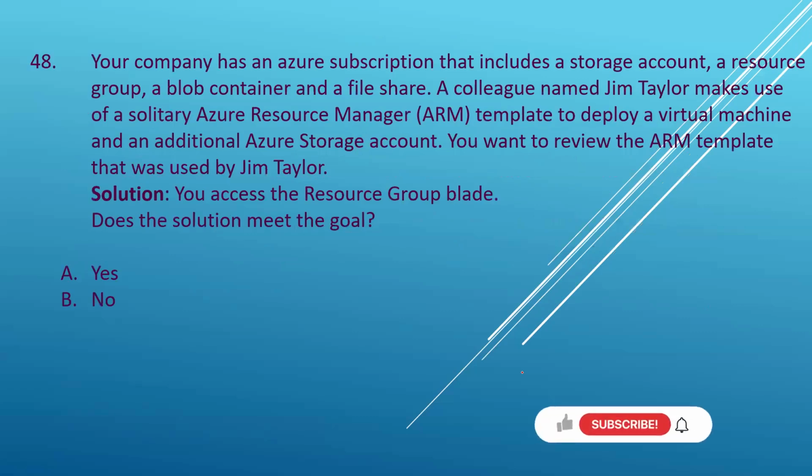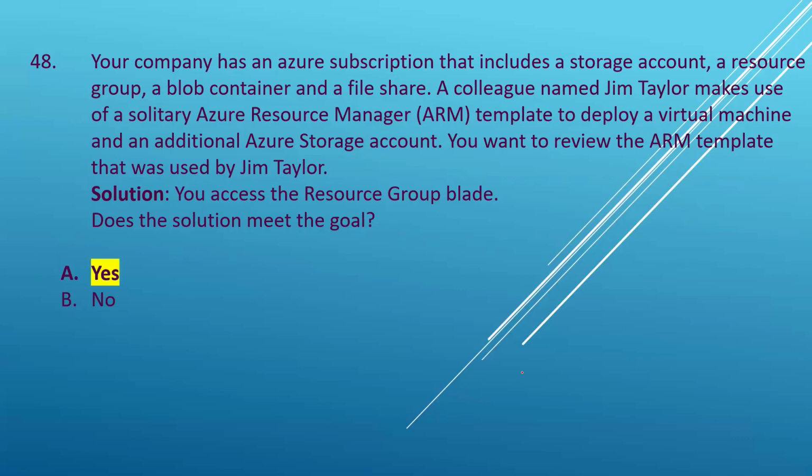Your company has an Azure subscription that includes a storage account, a resource group, a blob container, and a file share. A colleague named Jim Taylor makes use of a single Azure Resource Manager ARM template to deploy a virtual machine and an additional Azure storage account. You want to review the ARM template that was used by Jim Taylor. Solution is you access the resource group blade. Does the solution meet the goal? You need to choose between yes or no.